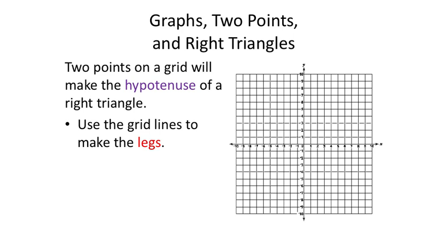So graphs, 2 points, and right triangles. 2 points on a grid will make a hypotenuse of a right triangle. Use the grid lines to make legs. Okay, so here's what this is talking about. They're going to give us 2 points, maybe they will put them on a graph, maybe we have to put them on the graph. I don't know. But let's say that we got this point, let's say this one right here, which is at 6, 8.